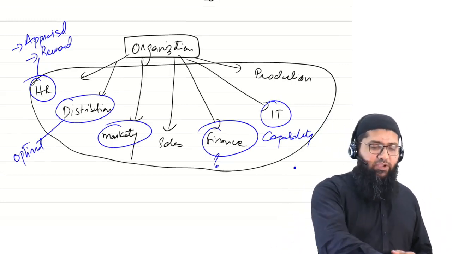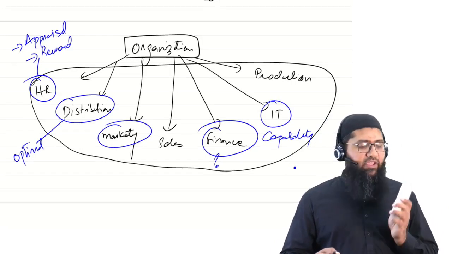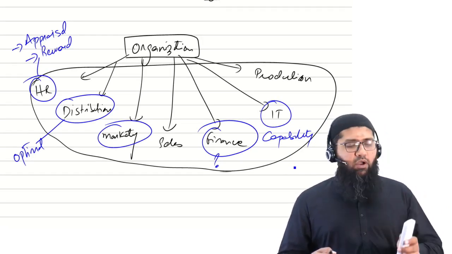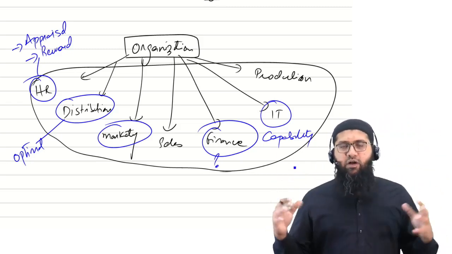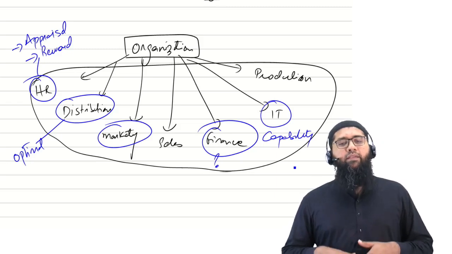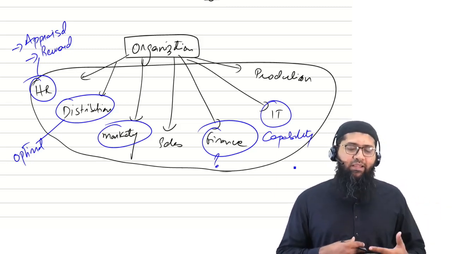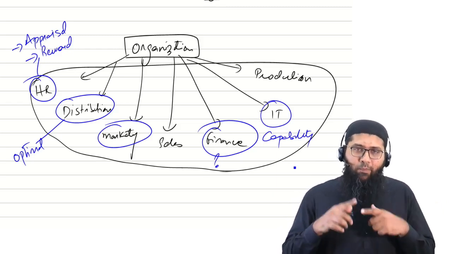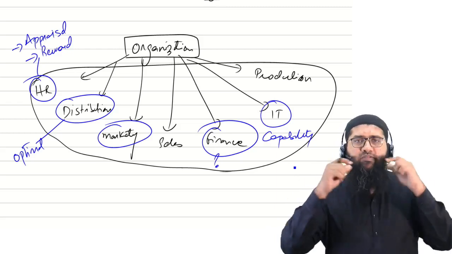So basically, from the perspective of the organization, what do we actually mean by this? There are multiple functions, multiple departments in an organization, and the purpose of those departments is that they are operating just to make sure that the entity is able to achieve its objectives.